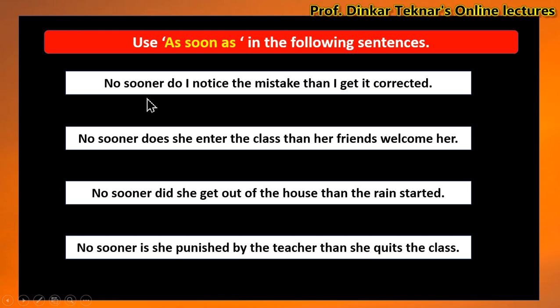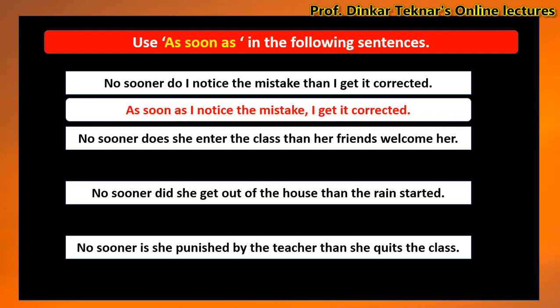Now look at the first sentence. No sooner do I notice the mistake than I get it corrected. We have to use as soon as in this sentence. So no sooner will be replaced by as soon as. Do will be removed and than also will be removed and a comma will be used here. So the answer is, as soon as I notice the mistake, comma, I get it corrected. So we have used do, so there is no change in the main verb.